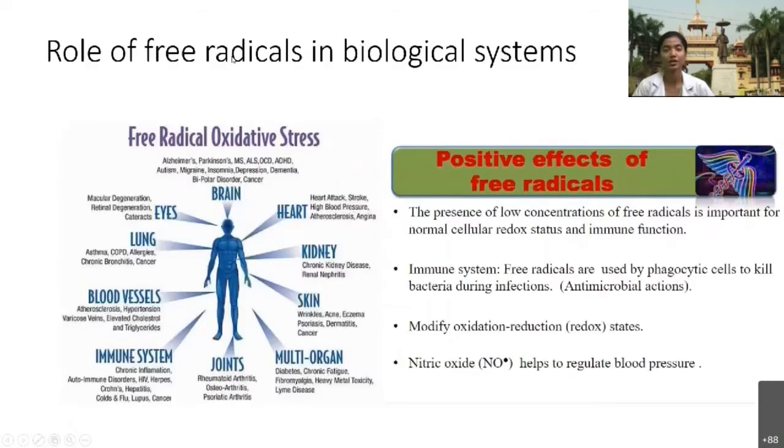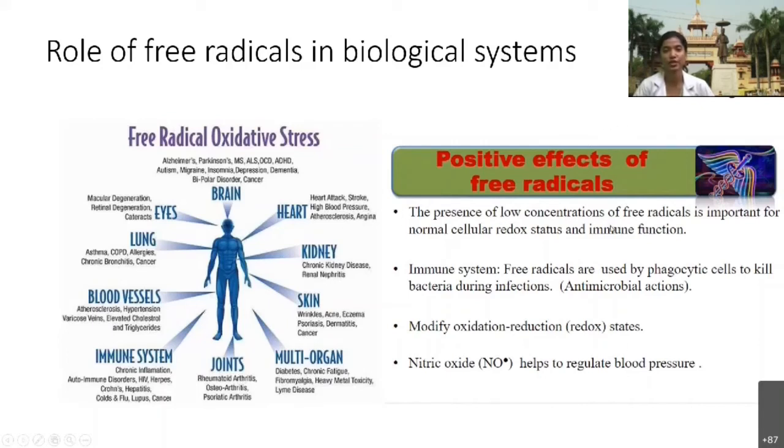Now, what is the role of free radicals in biological systems? The reactive oxygen species can be associated with almost any disease you can think of. Almost all the systems are involved, like in the brain, Alzheimer's disease, which is again a protein misfolding disorder, or Parkinson's disease, multiple sclerosis, in heart, kidney, skin, joints, immune system, lung, eyes, or blood vessels. Any organ you can think of, the pathogenesis of reactive oxygen species is there. But it is not always harmful.